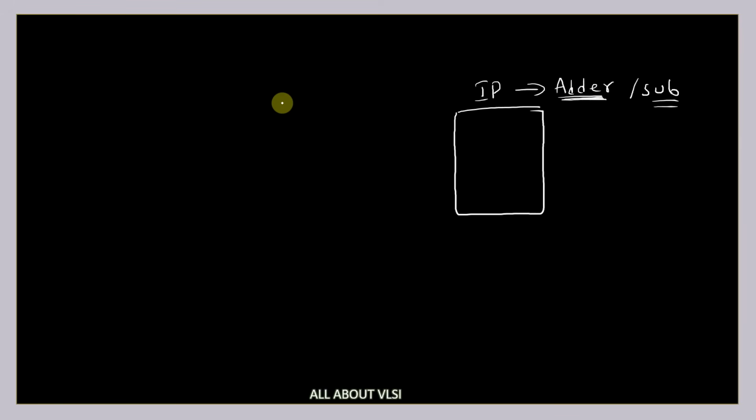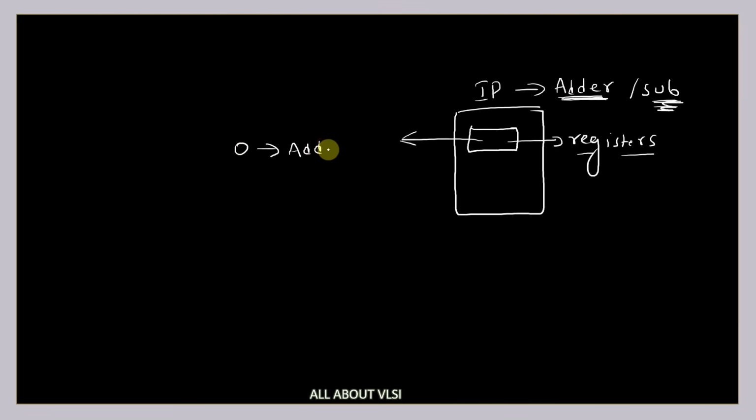Now, this IP will have something known as registers inside it. Using these registers, I am going to configure whether this IP should work as an adder or as a subtractor. For example, if this register value is updated to 0, then it is going to act as an adder, and if it is configured to 1, then it is going to act as a subtractor. It is just a simple example, I'm trying to make things simpler.